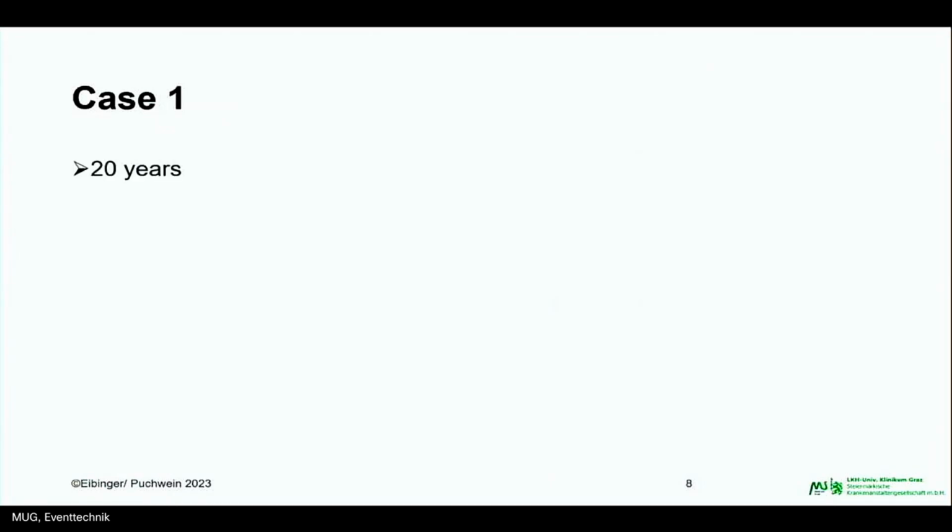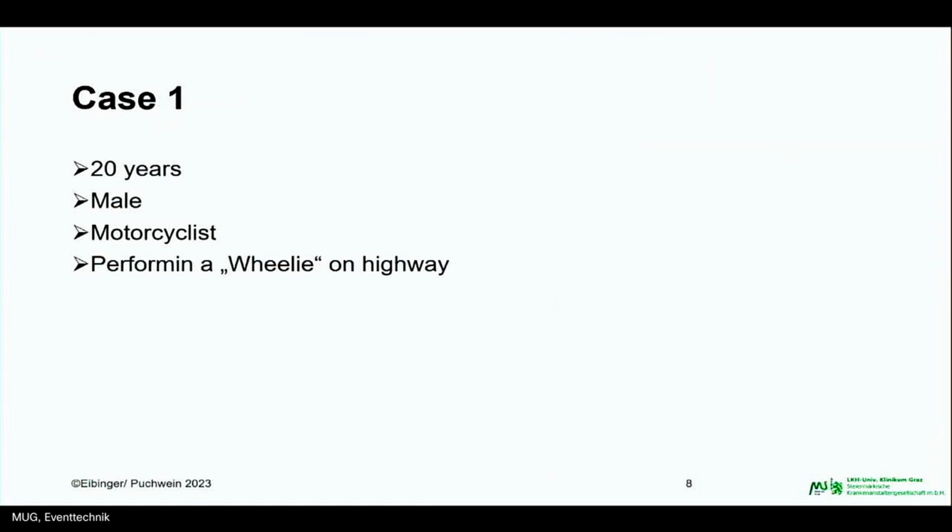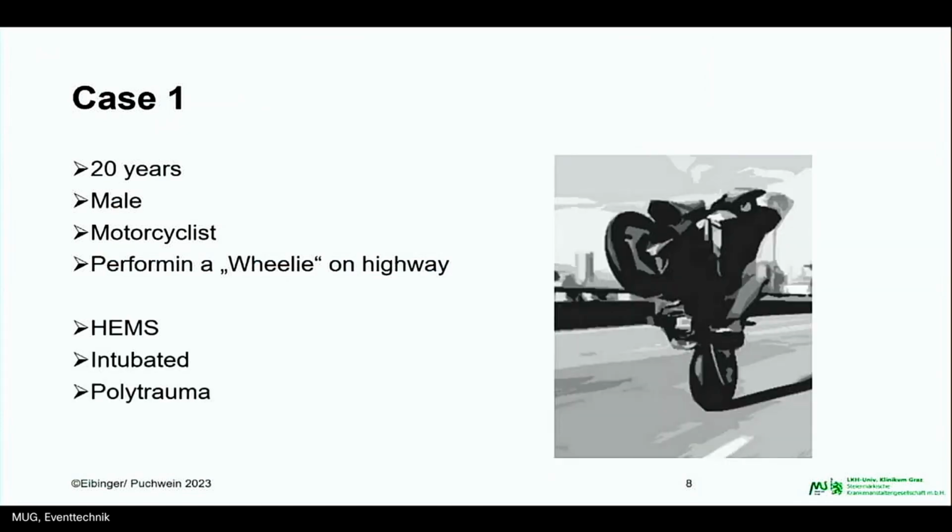So that's some theory we can talk, and now we are going to the very important things for you, the cases. So case one is a 20-year-old male patient. It was a motorcyclist. The trauma mechanism is very interesting because he tried to perform a wheelie on the motorway with around 130 kilometers an hour. So it's not the best decision, I think. The patient was transported via helicopter to our trauma bay. He was intubated, and the announcement was this was a severe polytraumatized patient.